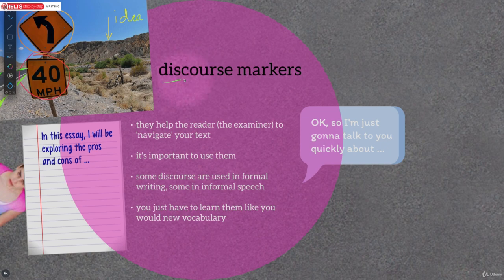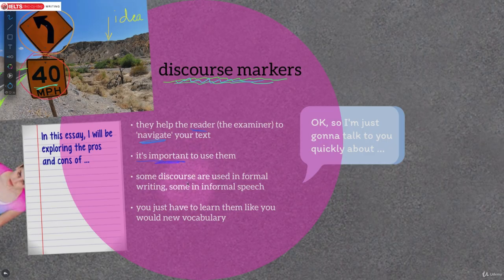Okay, and if you visualize it like that, this is what discourse markers do. They help the examiner or the reader to know, okay, slow down, this is important, only 40 miles an hour, not 120. Watch out, we're turning left here, we're not going straight anymore because I want to talk about this a little bit more. And this is all with discourse markers. Okay, so they basically help the examiner, the reader, to navigate your text. So it's absolutely important that you use them. You cannot avoid using them.